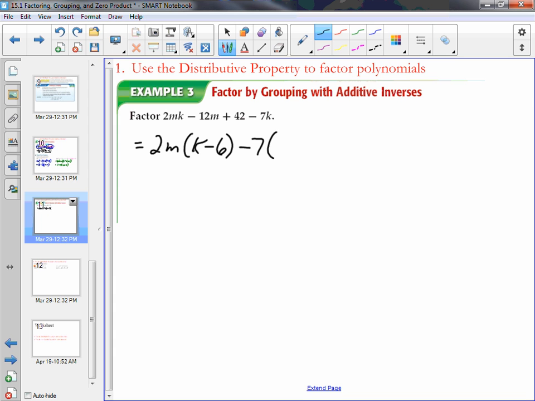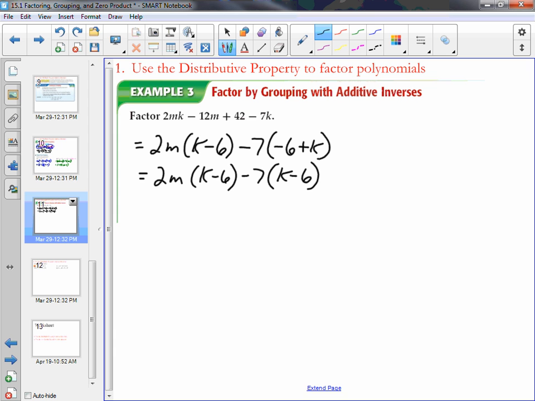So let's make that a negative 7 I'm dividing out. So now, what's 42 divided by negative 7? Negative 6. And then what's negative 7k divided by negative 7? Positive k. Now, is k minus 6 and negative 6 plus k the same thing? Those two are the same thing. Okay? So, you don't really have to take a step to rewrite this, but I want to because I want you to see it. Negative 6 plus k can be written as k minus 6.